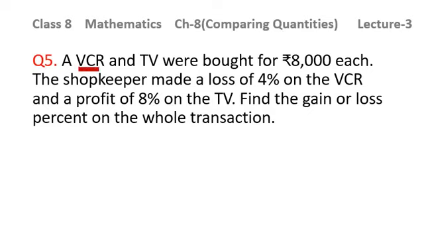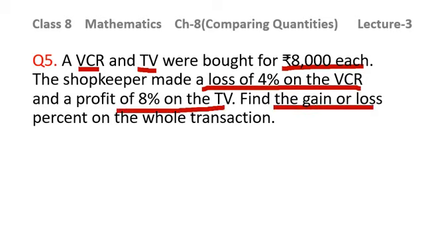VCR is basically a video cassette recorder, and the TV, they are being purchased for rupees 8000 each. The shopkeeper made a loss of 4% on the VCR and a profit of 8% on the TV. We need to find the gain or the loss percent on the whole transaction. So two items are purchased by a shopkeeper for rupees 8000 each. The CP in both cases is the same, that is 8000 rupees. On the VCR he is making a loss of 4%, and he is making a profit of 8% on the TV.